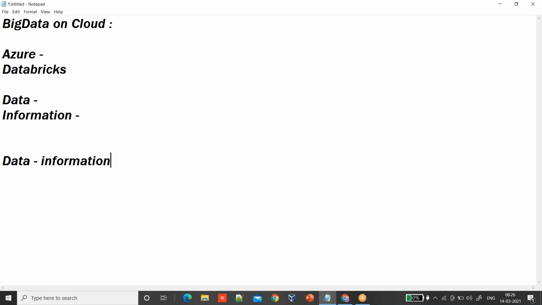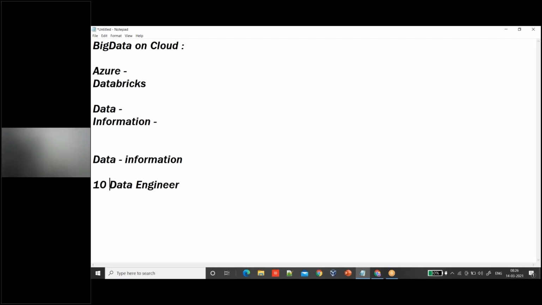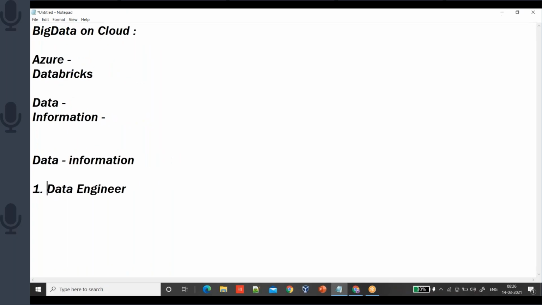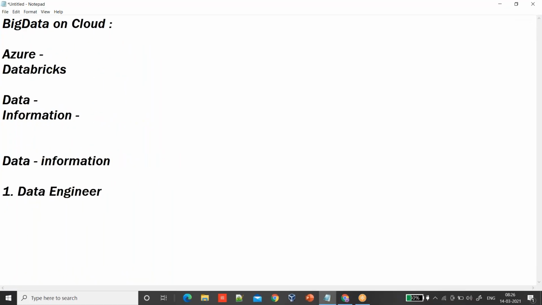Now, what are the different roles involved in this process? There are a lot of roles, guys. I would be emphasizing two such roles. One is data engineer, and the second role is data scientist. You might also have heard about someone called a data analyst. We'll get to that role as well.